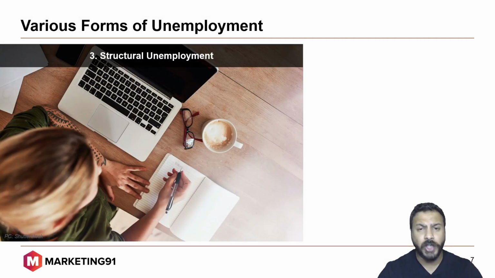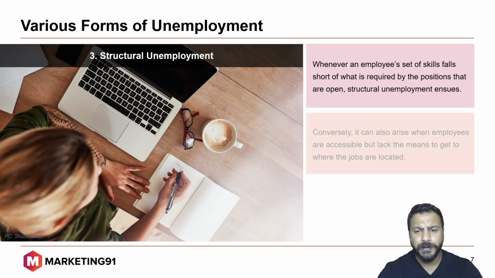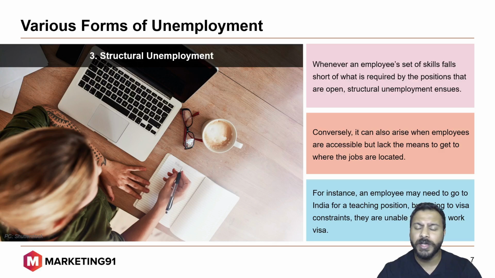At number 3 is structural unemployment. Whenever an employee's set of skills falls short of what is required by the positions that are open, structural unemployment ensues. Conversely, it can also arise when employees are accessible but lack the means to get to where the jobs are located. For instance, an employee may need to get to India for a teaching position, but owing to visa constraints, they are unable to obtain a work visa.